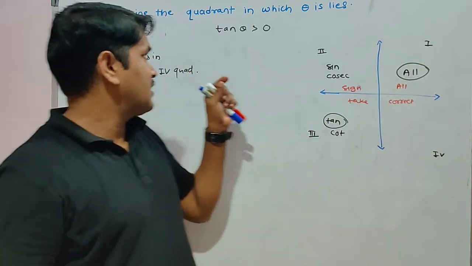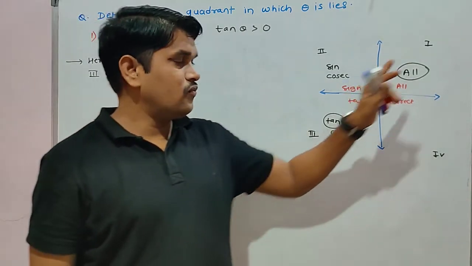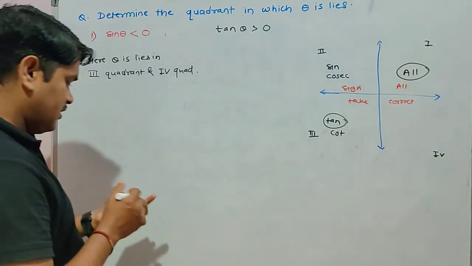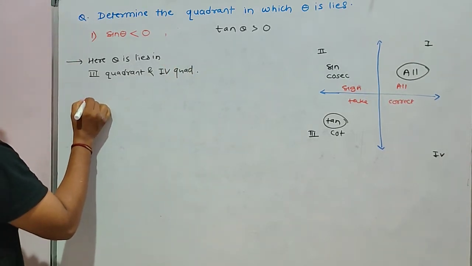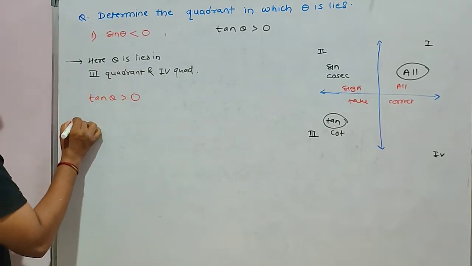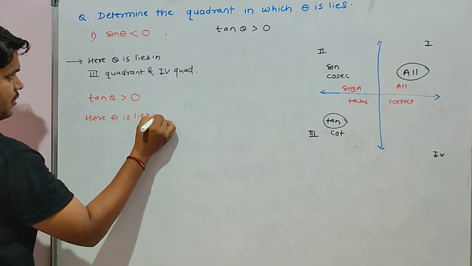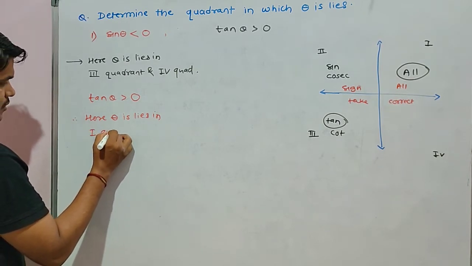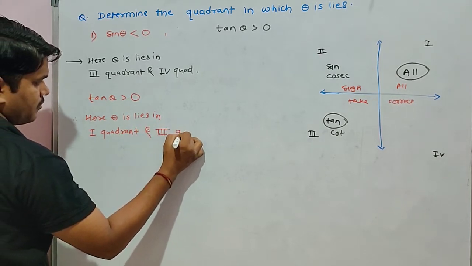But here we have to take tan theta as positive, means we can take these two quadrants, one and three. So what have they told us? Tan theta should be positive. So tan theta lies in which quadrant? The first quadrant as well as the third quadrant. So here we can write, for the second condition, tan theta is greater than 0. Therefore we can say theta lies in the first quadrant and third quadrant.